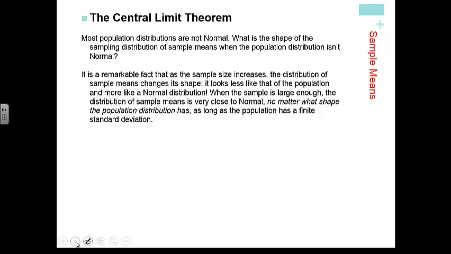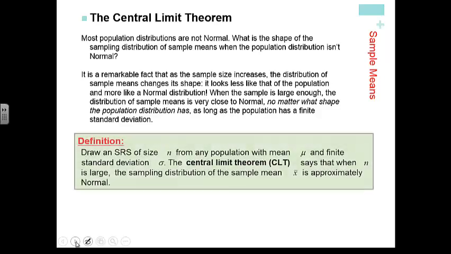So this is what we did with our pennies, the ages of the pennies. It was definitely skewed to the right when we found the ages of 1 penny, but then the larger our samples became, the standard deviation decreased and the shape should have become more normal. When the sample is large enough, the distribution of sample means is very close to normal, no matter what the shape of the population is. How large is large? Well, that depends on the shape.